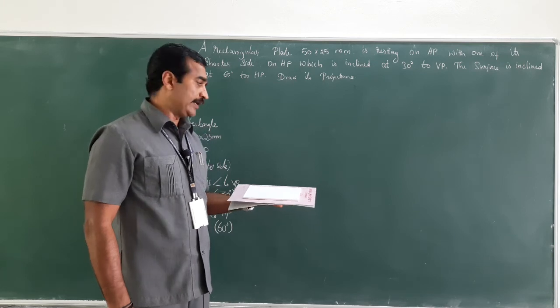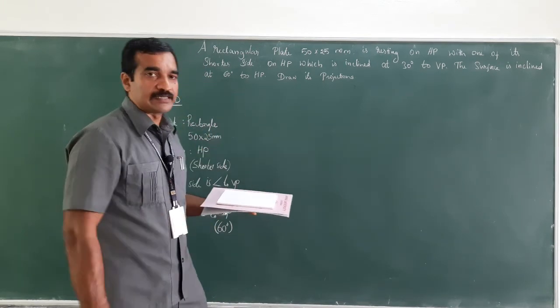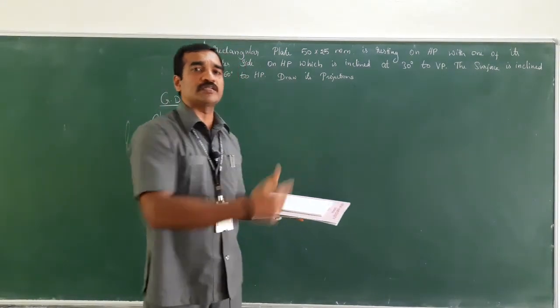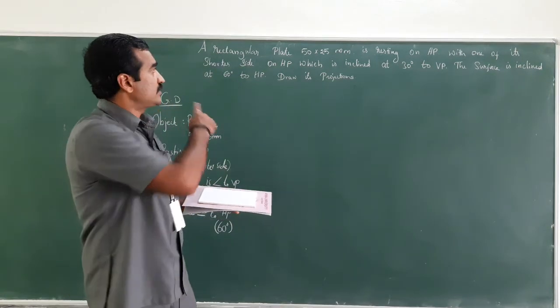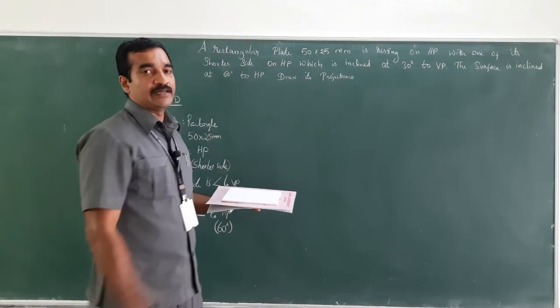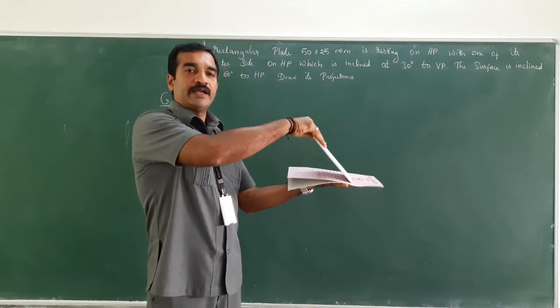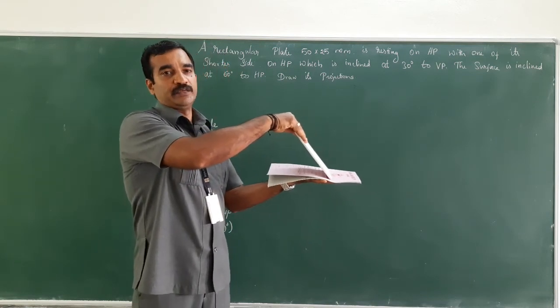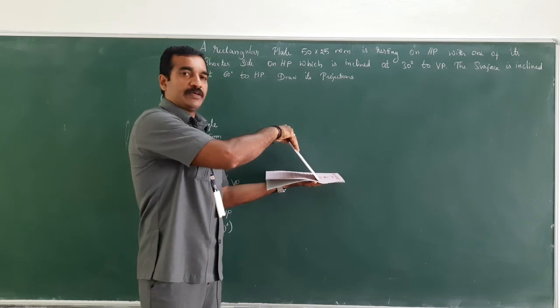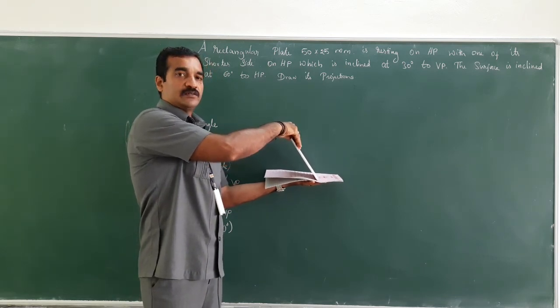Got it? Next, the surface inclination. The second stage is for the surface inclination. How is the surface inclined? It's inclined at 60 degrees, that means it is inclined at 60 degrees to HP. It is making some inclination with HP, right? So this is how it is.